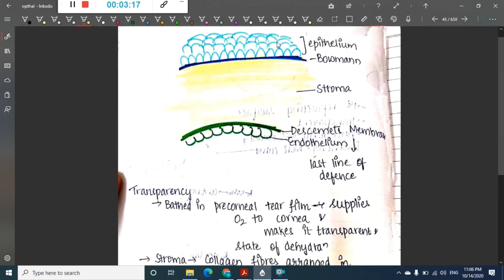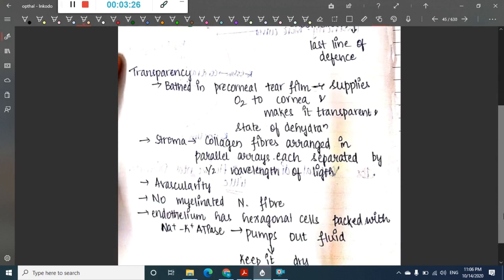As I have already said, there is epithelium, stratified squamous epithelium, followed by Bowman's membrane. Then we have stroma, then Descemet's membrane and endothelium. What about the transparency of cornea? The cornea is bathed in precorneal tear film. This precorneal tear film will supply oxygen to the cornea and thus make the cornea transparent.